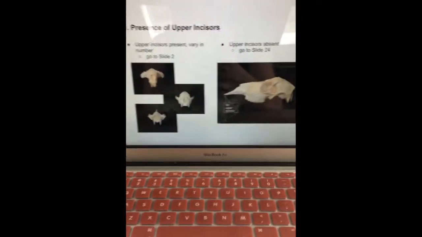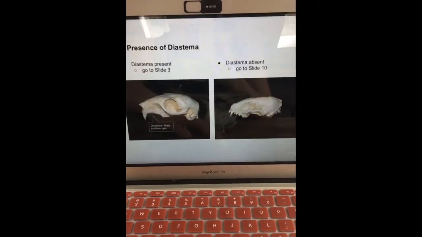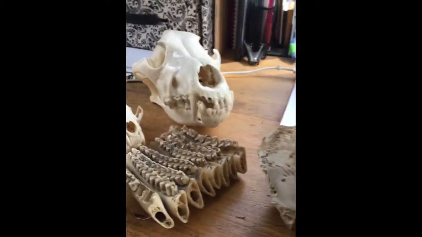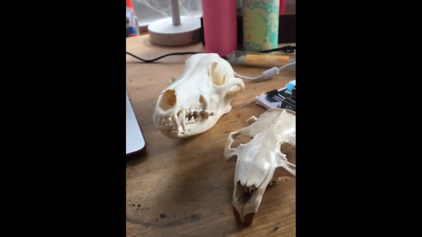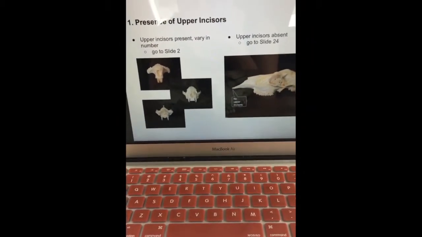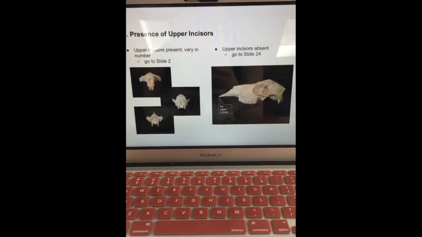So you have been provided with a dichotomous key on how to identify different mammal skulls. So I do have a few skulls here. We'll work through a couple just so that you understand how the dichotomous key works, and you'll be able to do the activity on your own.